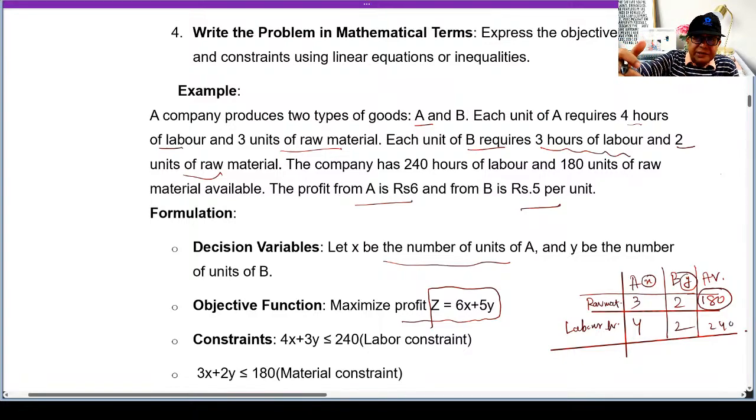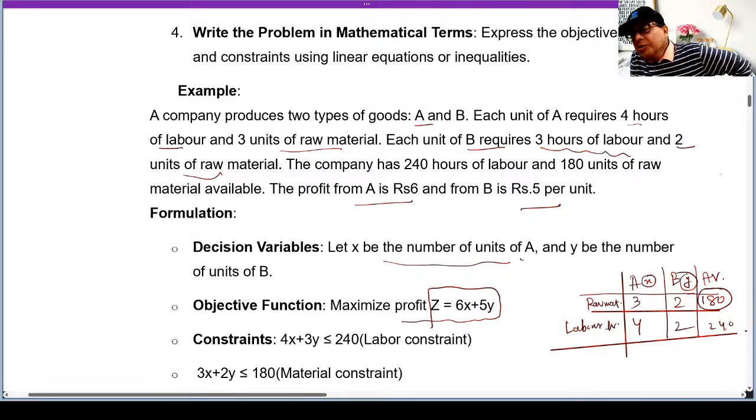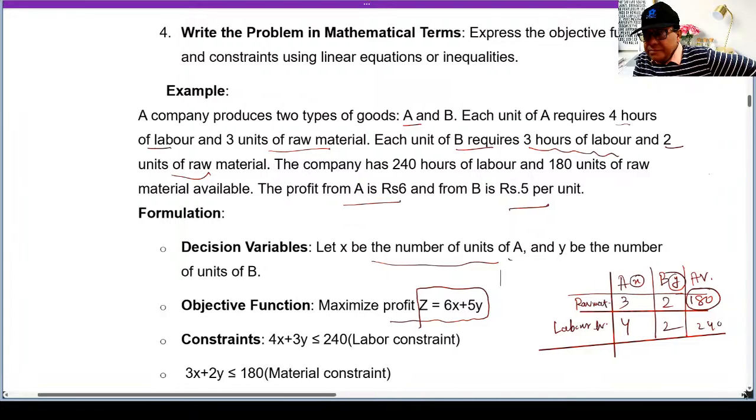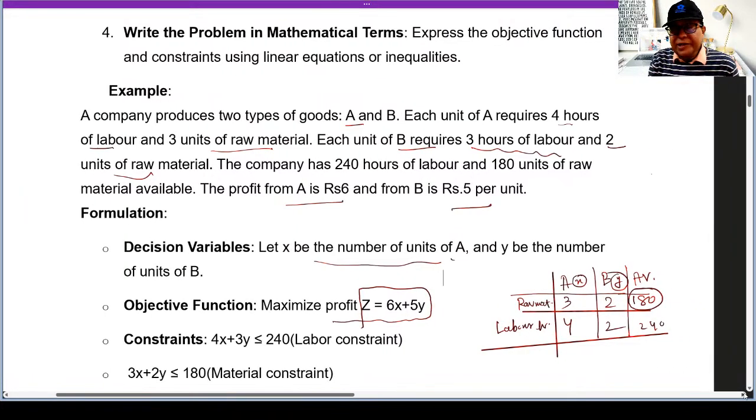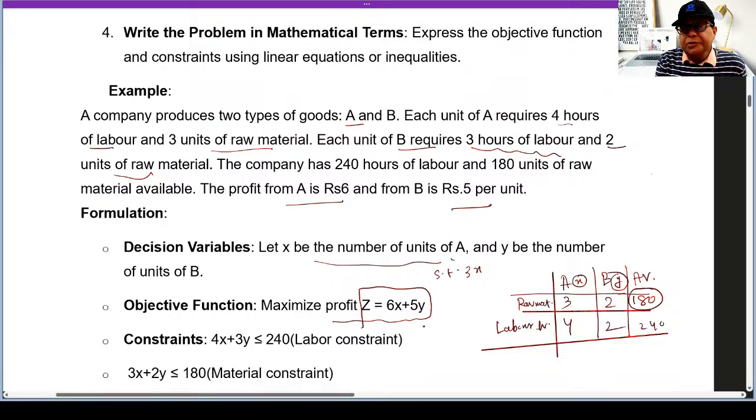Now if you manufacture X units of A, and Y units of B, every unit will take 3 units of raw material. So raw material required for manufacturing A is how much? Try to say how much is required? This will be 3x plus 2y. Because here per unit 3, here per unit 2.